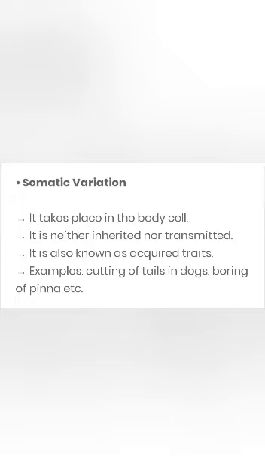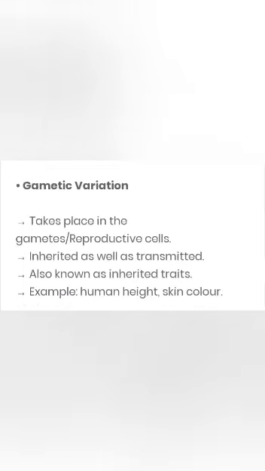That is, the characters which are acquired by an individual during the lifetime are not transmitted to the next generation. For example, if we cut the tails of dogs or mice, it will not bring any change in the tail in the next generation dogs or mice. That is, it will not result in tailless dogs or mice in the next generation.